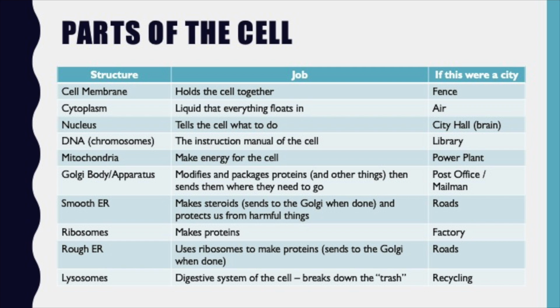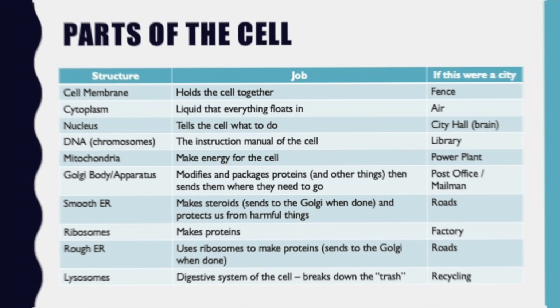So here is a little summary of what we talked about of the different parts of the cell. On the left-hand side, we have the structures that we talked about. In the middle, we have the job that structure had. And on the right side, I labeled what we had for our cell city, or what it would be if it were a city. So I hope you find this useful in being able to look at the cell.